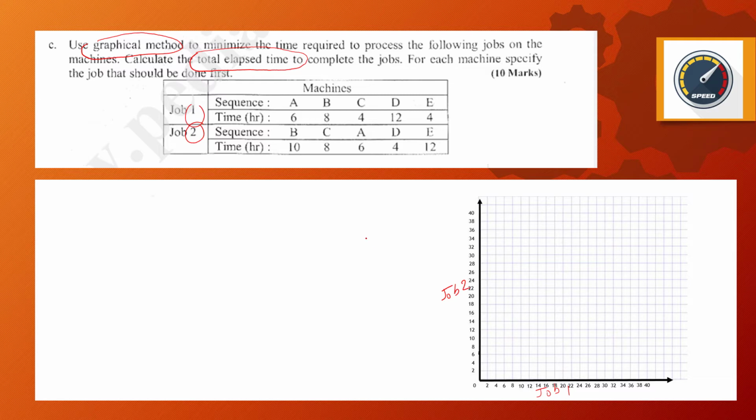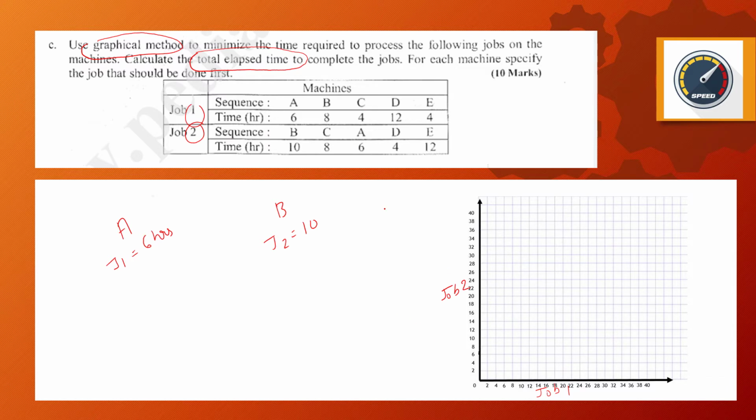Job 2. Here we can see that job 1 starts and it takes 6 hours to process on machine A. So for machine A, job 1 takes 6 hours. And at the same time job 2 will be on machine B and it will take 10 hours. For now, leave this part. So we'll see that for job 2.